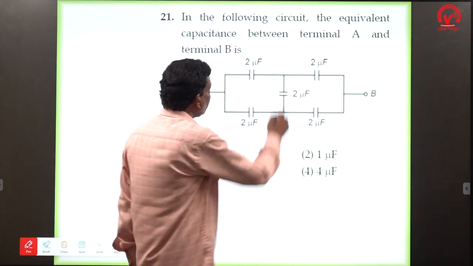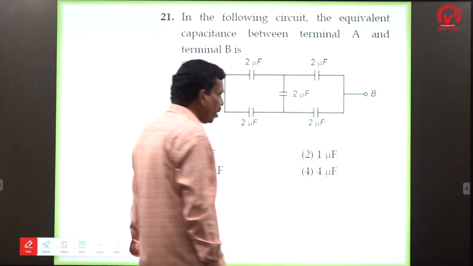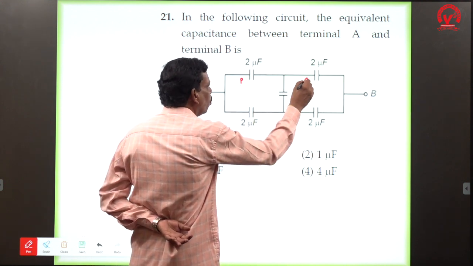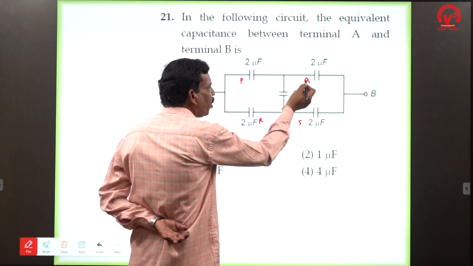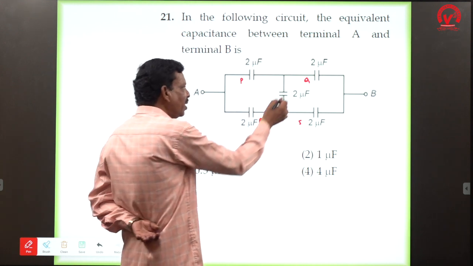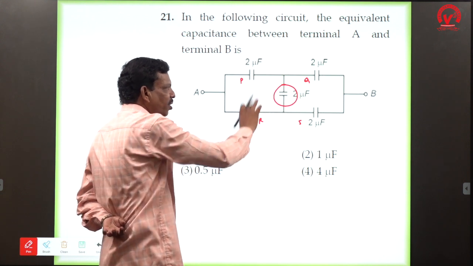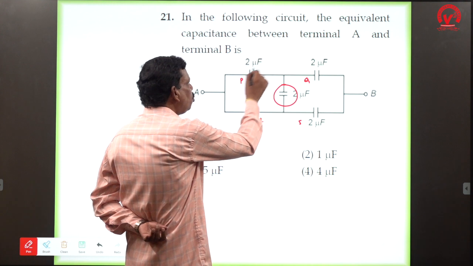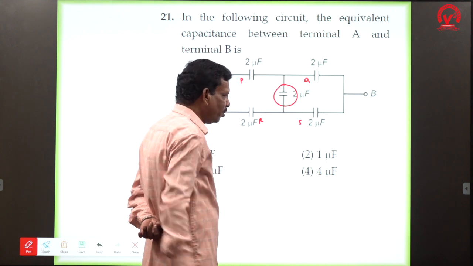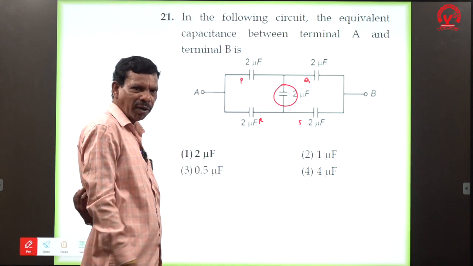So next, in the following circuit, find the equivalent capacitance between the terminals A and B. Okay, see, it is a Wheatstone bridge. It is P, Q, R, S. P by Q is equal to 2 by 2, 1. R by S is equal to 2 by 2, 1. That means there is no current passing through this branch. At that time these two are in series, these two are in series, and then parallel.